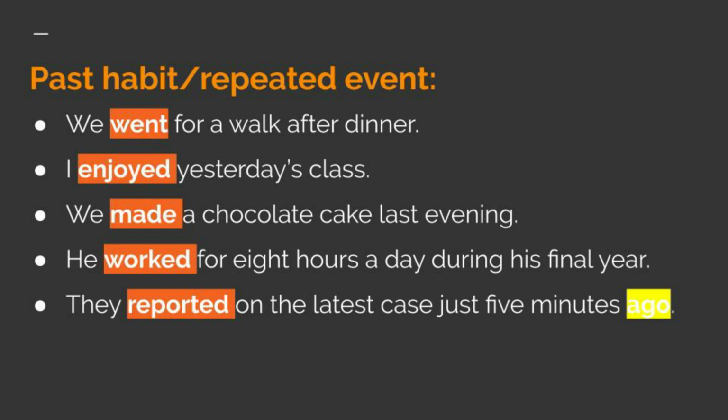We made a chocolate cake last evening. Now, if it was in present tense, we would have used "we make a chocolate cake." That's all. Last evening refers to the past. Then, he worked for 8 hours a day during his final year. Now, this is some time back. In present tense, it would be "he works for 8 hours a day." Now, it is in past tense because it is talking about a past event in his final year.